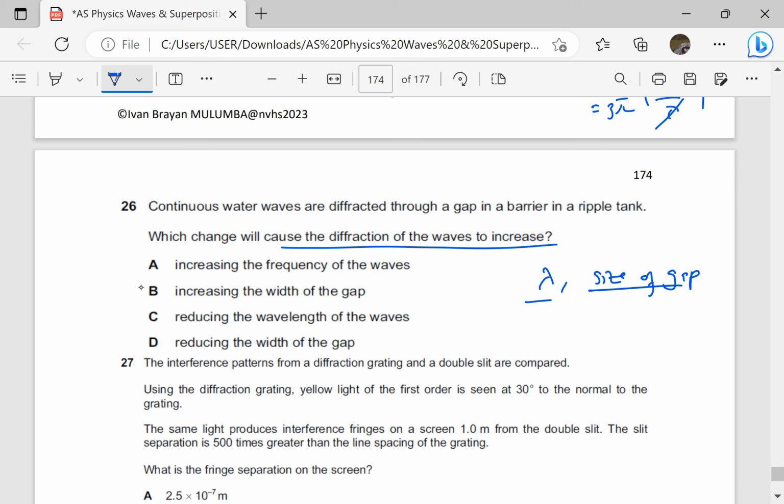Okay, A. Increase the frequency, that means we decrease the wavelength. Diffraction reduces. Increasing the width of the gap, also diffraction reduces. We make the width larger. Reducing the wavelength of the waves is almost the same as that one, because increasing the frequency means reducing the wavelength. Reducing the width of the gap would increase diffraction because the wavelength of water waves is relatively small. If we want diffraction to be more pronounced, then the width of the gap should also be smaller so that they are approximately the same order.